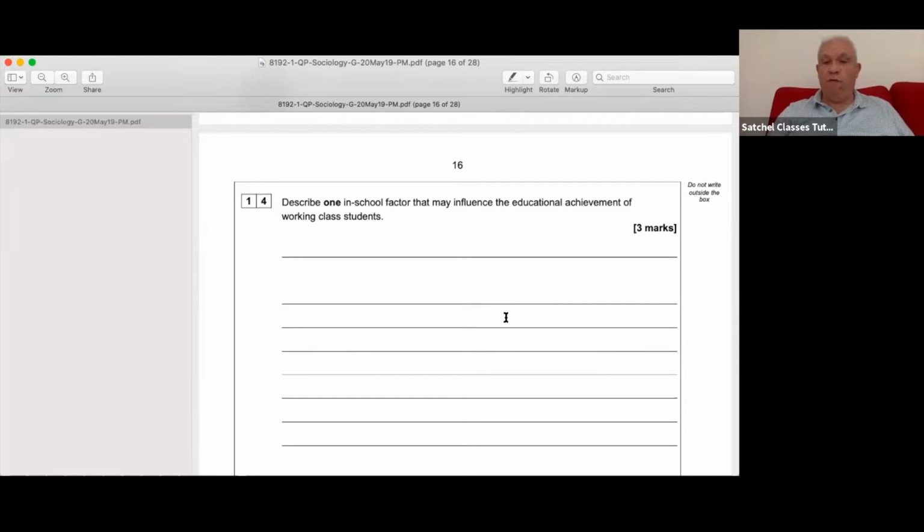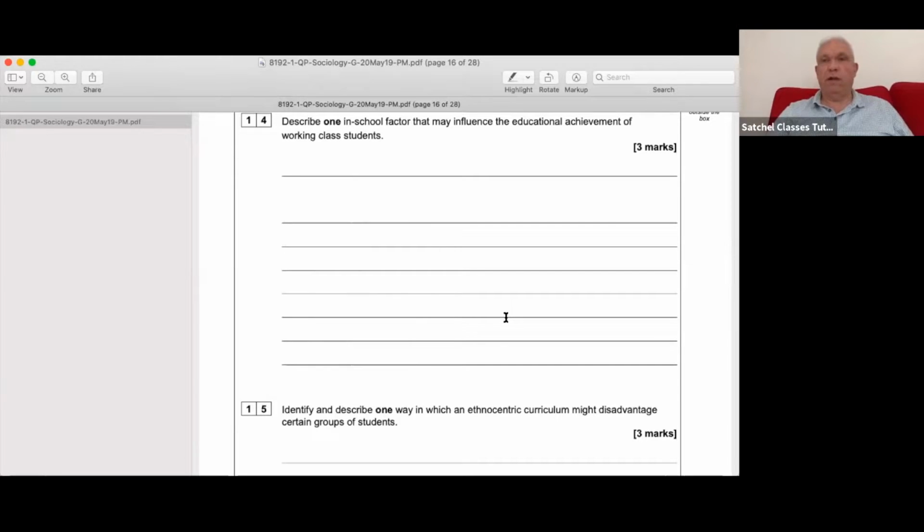Describe one in-school factor. That's what I'm saying about in-school as opposed to outside school, that can influence educational achievement of working class children. Okay, so it's mostly about working class children. This can be about effects of setting and streaming, whether or not you're in a higher set or lower set. That might affect more working class kids, because they might not have the advantage of having a tutor at home. Teacher expectations. Sometimes, if you come from a poor background, some teachers may expect you not to do so well. Labelling. So therefore you get labelled and then you follow on for self-fulfilling prophecy.